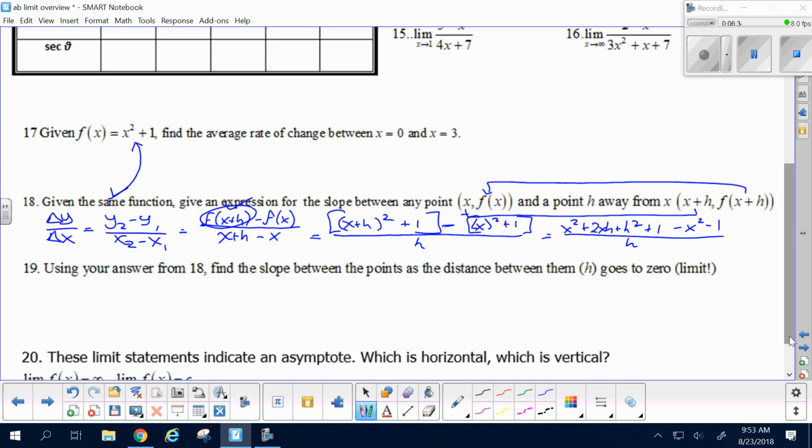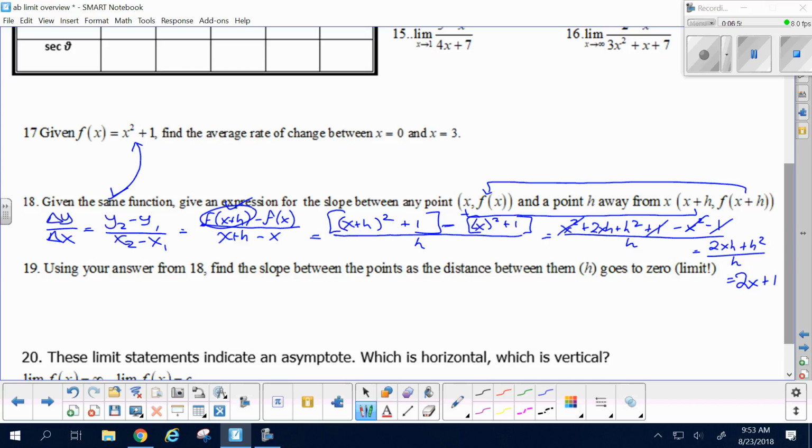All said and done then, the x squared subtract away, and the 1s subtract away, leaving you with 2xh plus h squared all over h. How does that simplify? 2x plus h. H divides away, right?